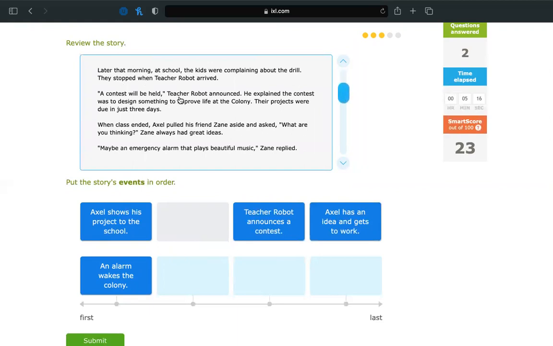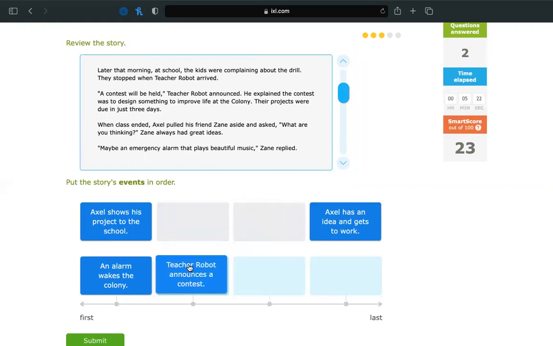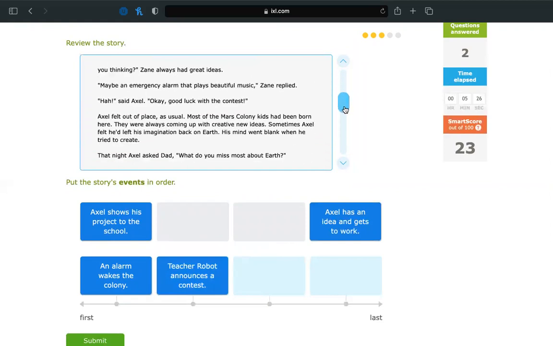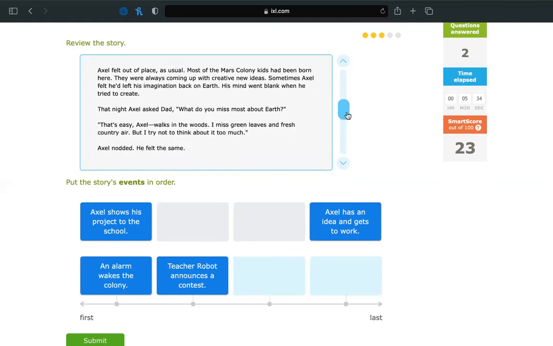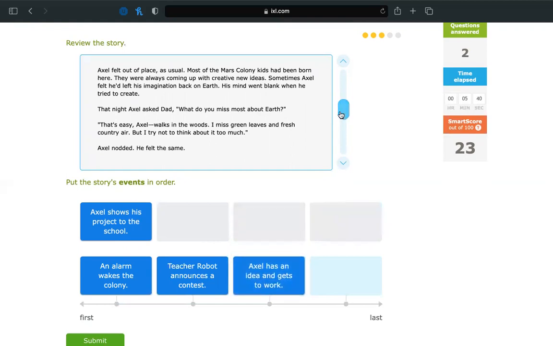A contest will be held, Teacher Robot announced. So after the drill, we know that there's going to be a contest and they have to come up with stuff. And after the contest, Axel is thinking about what he's going to do. He's not really sure. But finally, Axel talks to Dad and he gets an idea. So that's going to be the next thing I'm going to add on the timeline.